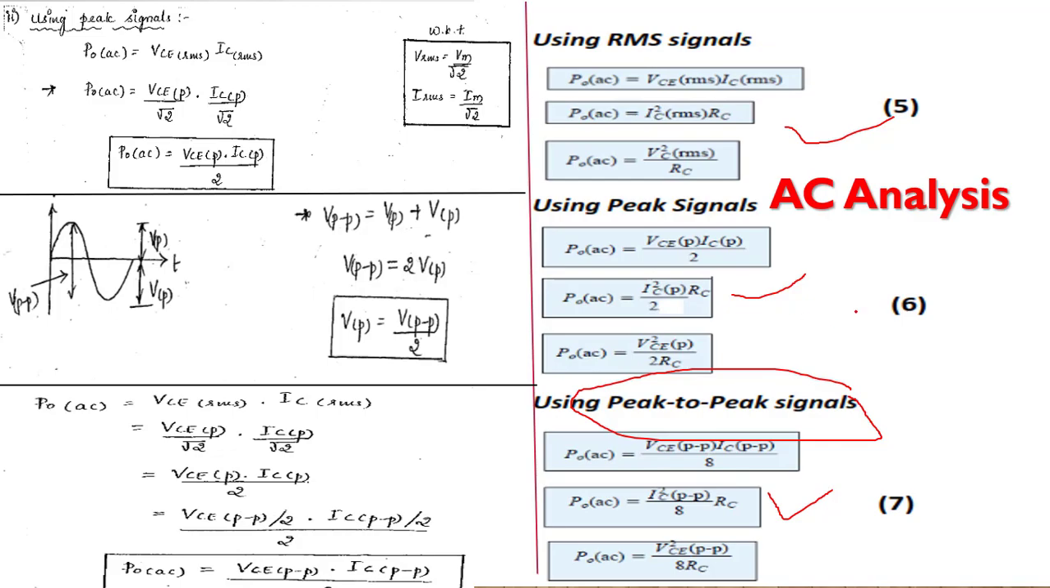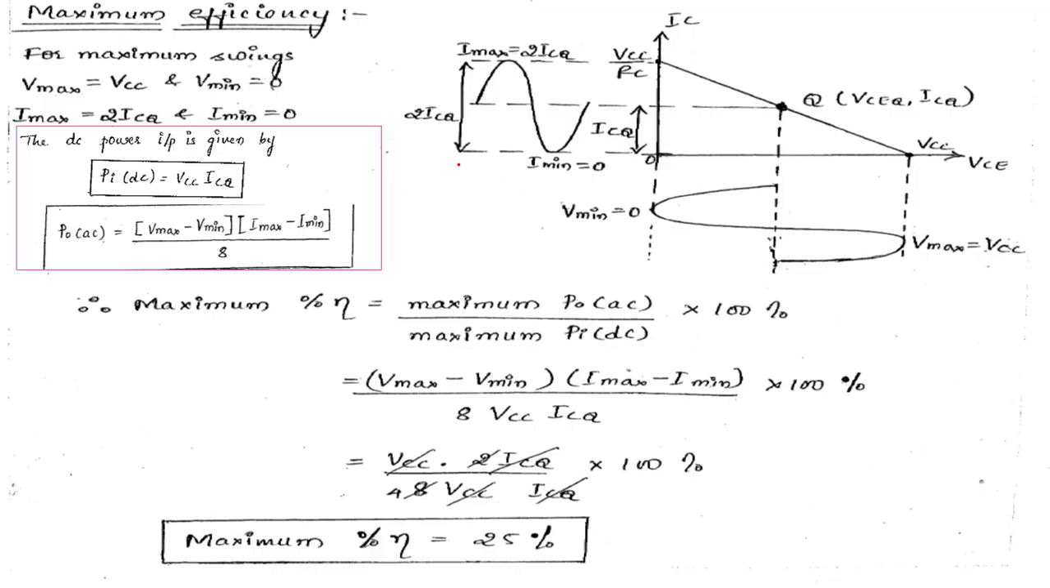You can do PIAC. Now we are taking efficiency. Efficiency is nothing but output by input, so it is called efficiency, with the symbol eta. Percentage of efficiency is maximum output divided by input. Already I told you P naught AC is output and PIDC is input, so output by input of the power. Already we discussed previously, PIDC is VCC into ICQ and P naught AC.